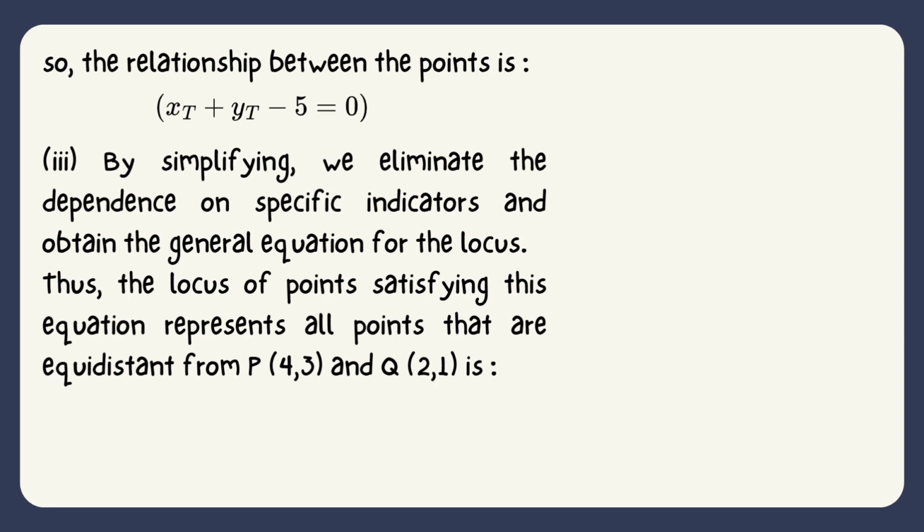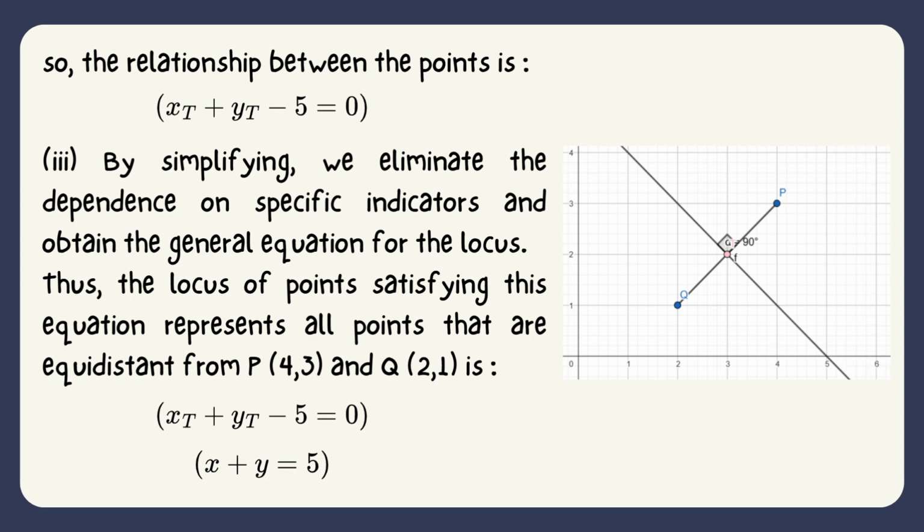Thus, the locus of points satisfying this equation, which represents all points that are equidistant from P (4, 3) and K (2, 1), is x plus y minus 5 equal to 0, or x plus y equal to 5. As we can see in the graph on the side, the locus is a straight line.